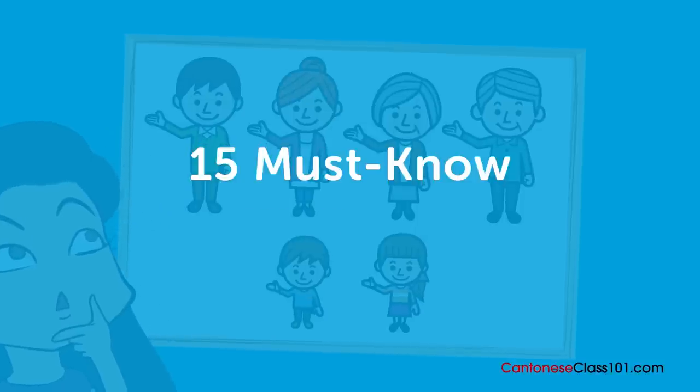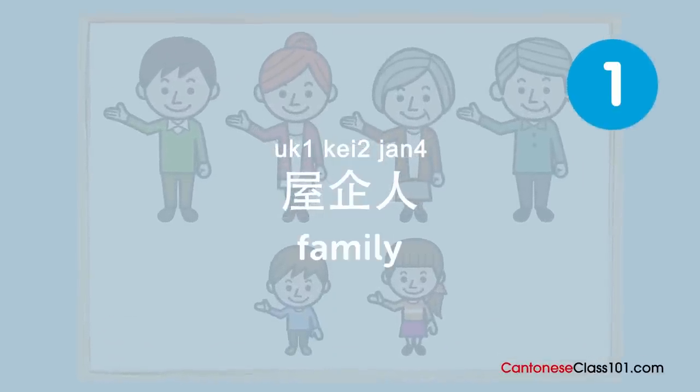Hi guys, welcome to CantoneseClass11.com's Top Words. My name is Olivia, and today we're going to talk about 15 must-know family words. Here we go. 屋企人, family. 屋企人, family. 屋企 is home, 人 is people. So people in our home is our family.